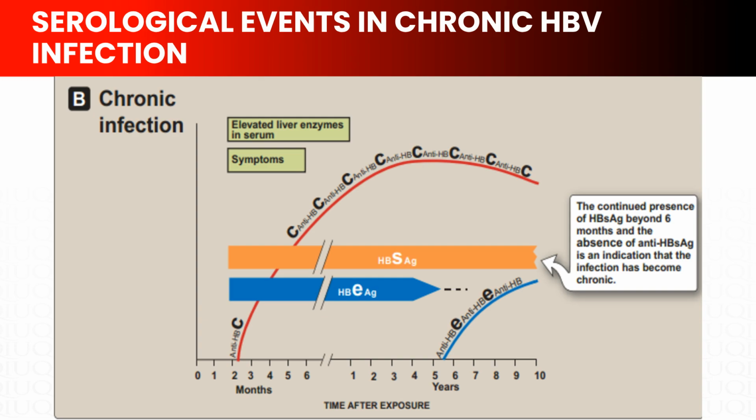The critical point: anti-HBs never appears in chronic infection. If you see anti-HBs, the patient has cleared the infection. The absence of anti-HBs with persistent HBsAg defines chronic hepatitis B. Anti-HBc IgG is present, but crucially, IgM anti-HBc is negative in chronic infection. IgM indicates acute infection only.